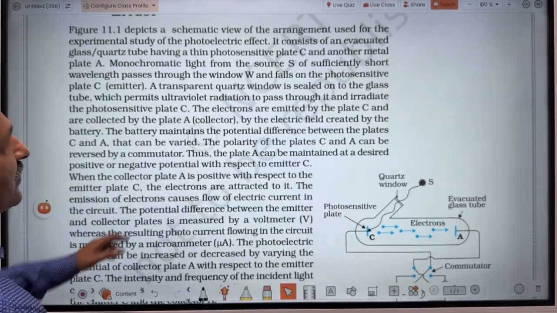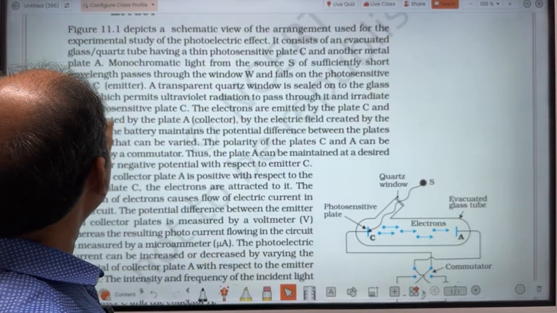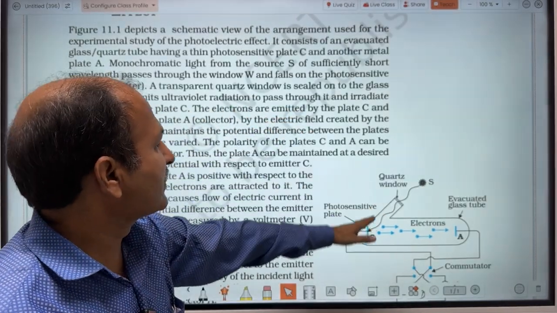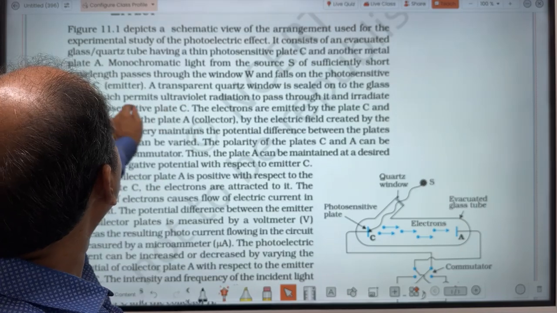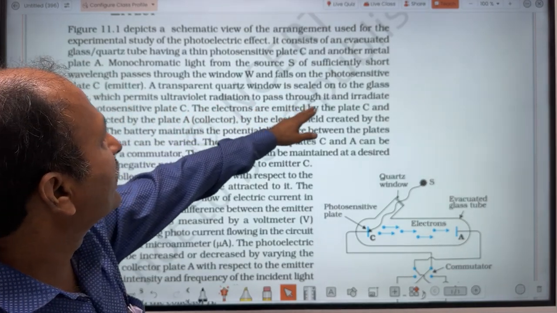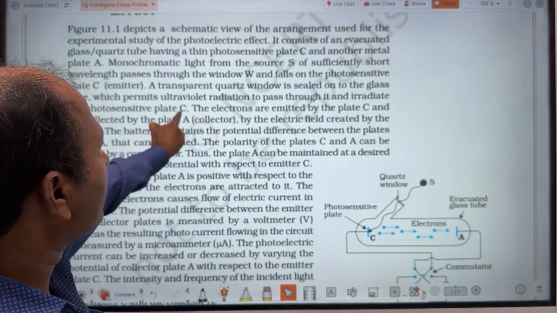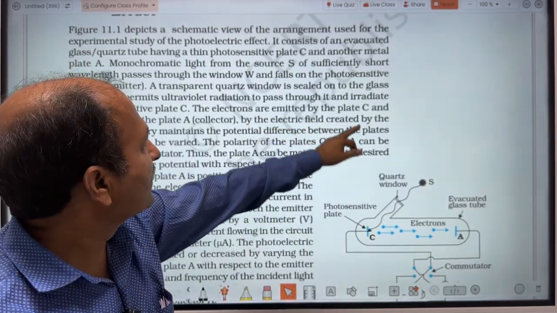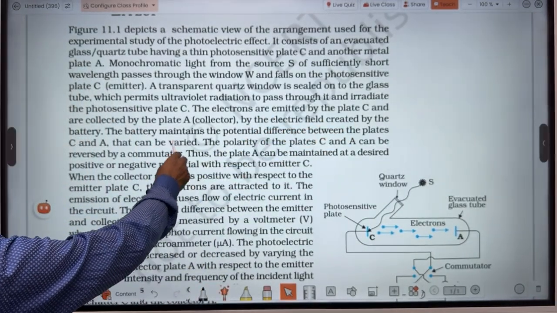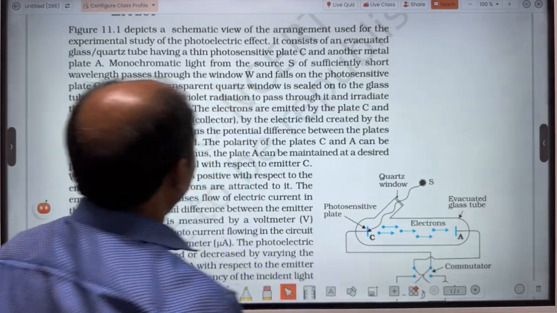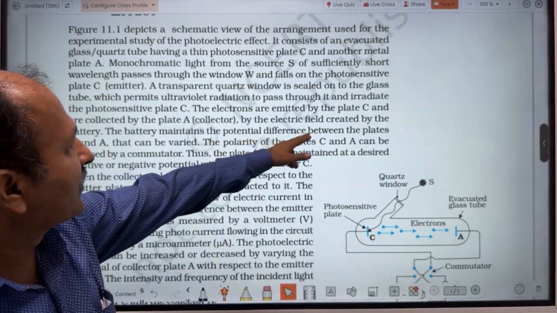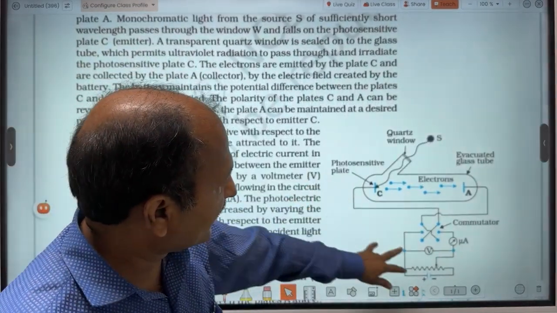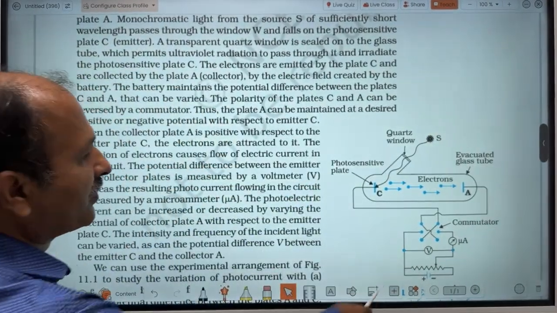A transparent quartz window is sealed onto the glass tube, which permits ultraviolet radiation to pass through it. So ultraviolet radiations are coming through it, and it radiates the photosensitive plate C. The electrons are emitted by the plate C. From here, electrons are emitted and are collected by the plate A. So plate A is called collector because electrons are collected by the electric field created by the battery. Here, the electric field is created by the battery, right? So here the battery is given.